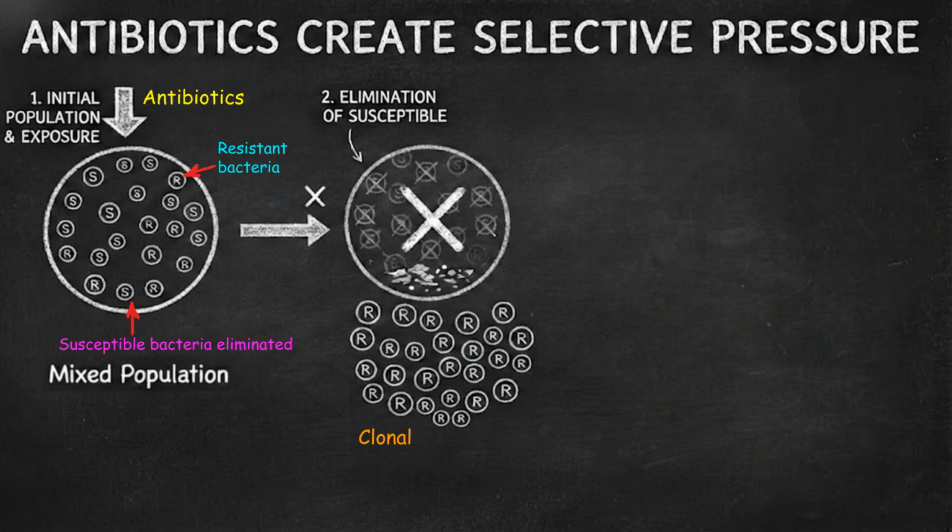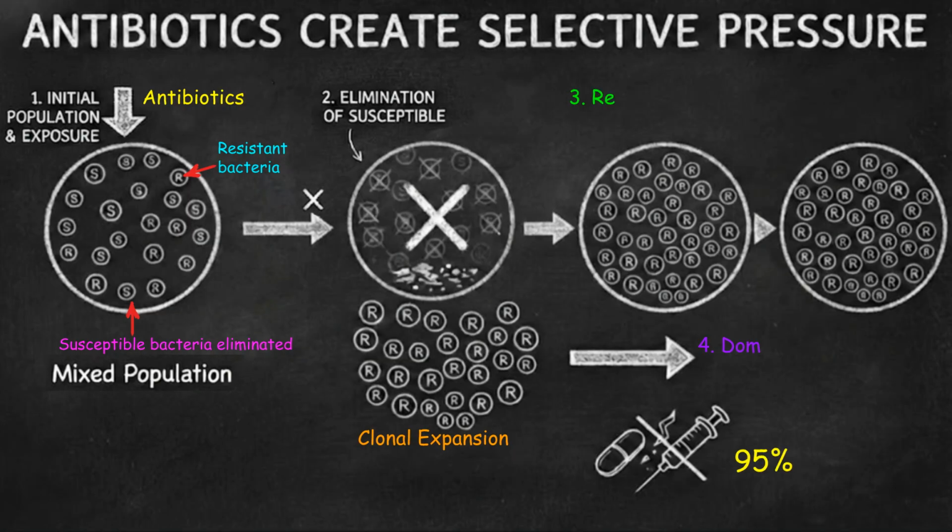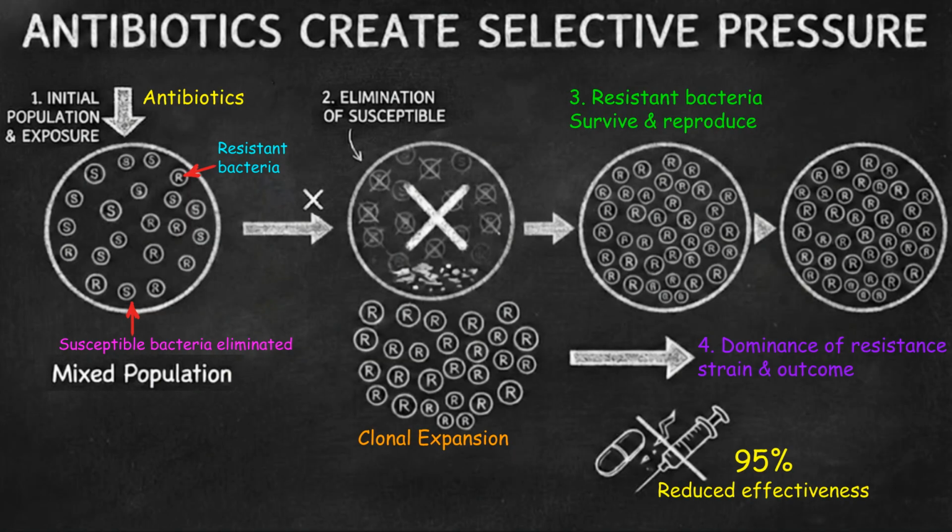With susceptible bacteria removed, the environment changes. Resources become available. Space becomes available. And resistant bacteria begin to multiply. This process is called clonal expansion. As resistant bacteria reproduce, their numbers increase. What was once a small minority gradually becomes the dominant population.